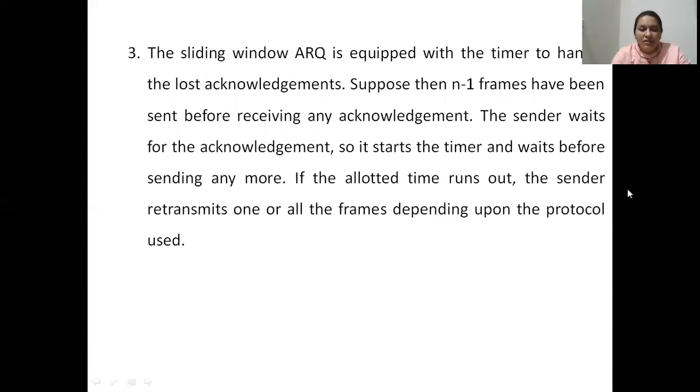So these are the three features of sliding window ARQ. The sender has to store the copies of all those frames which have not yet been acknowledged. That is one feature. The second is that the acknowledgement frames and negative acknowledgement frames have to be numbered, since it's a continuous transmission error control method.